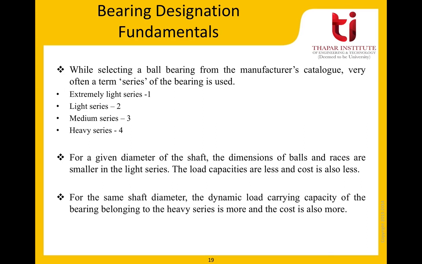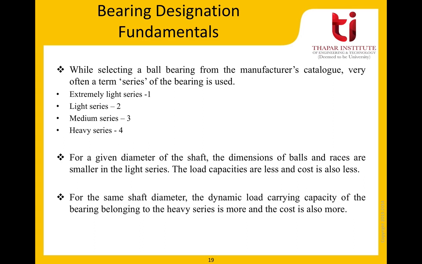Moving further, we must also understand we need to talk about the bearing designation fundamentals. While selecting a ball bearing from the manufacturer's catalog, very often a term series of the bearing is used. Some manufacturers use the terms such as extremely light series, medium series, and heavy series, and they are denoted by a number that is 1, 2, 3, and 4 respectively.